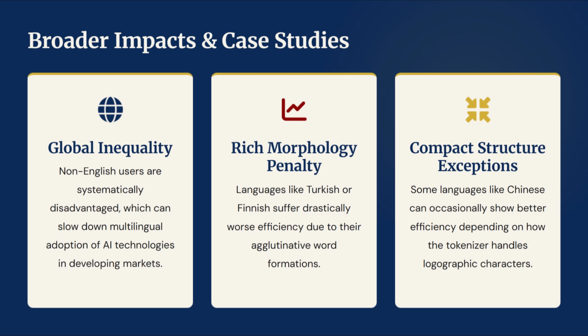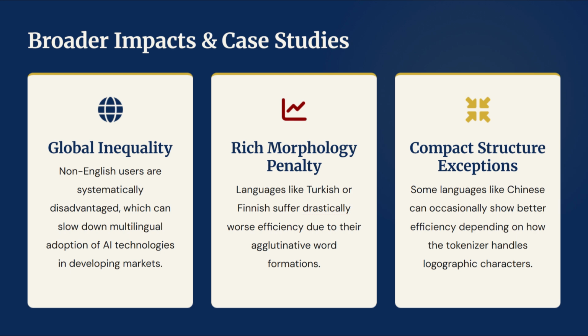First, global inequality. Non-English users are systematically disadvantaged, which can slow down multilingual adaptation of AI technologies, especially in developing markets where cost sensitivity is higher. Second, the rich morphology penalty. Languages like Turkish and Finnish suffer drastically worse efficiency due to their agglutinative word formation. Every complex word in these languages becomes a cluster of fragmented tokens.